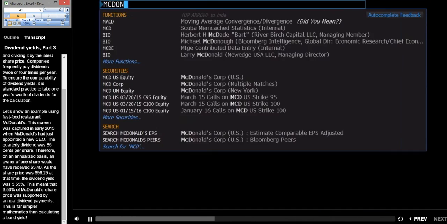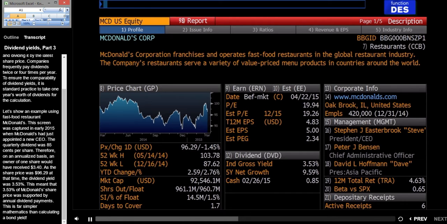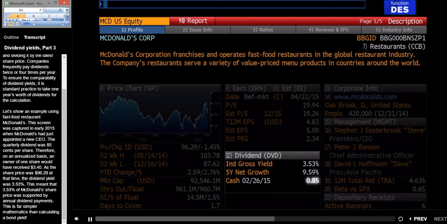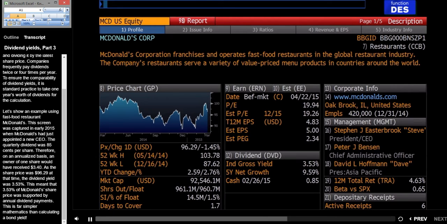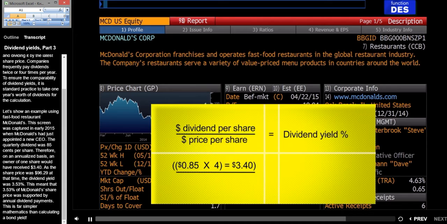Let's show an example using fast food restaurant McDonald's. This screen was captured in early 2015 when McDonald's had just appointed a new CEO. The quarterly dividend was 85 cents per share. Therefore, on an annualized basis, an owner of one share would have received $3.40. As the share price was $96.29 at that time, the dividend yield was 3.53%. This meant that 3.53% of McDonald's share price was supported by annual dividend payments. This is far simpler mathematics than calculating a bond yield.